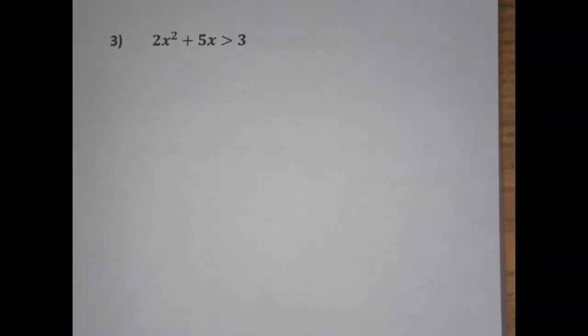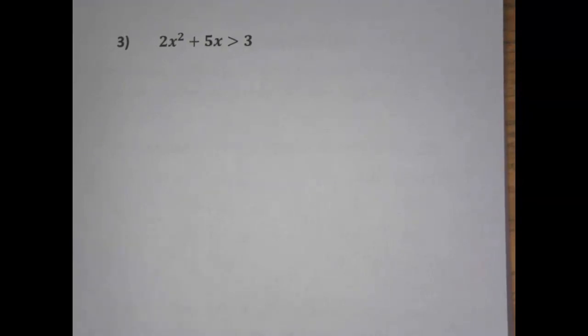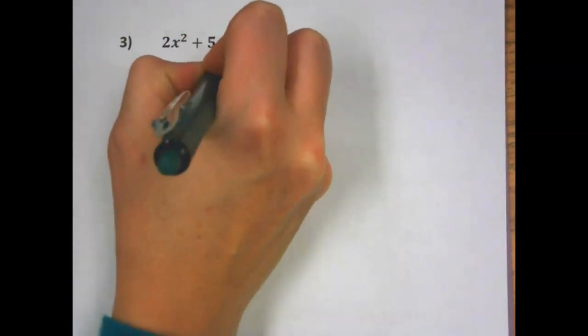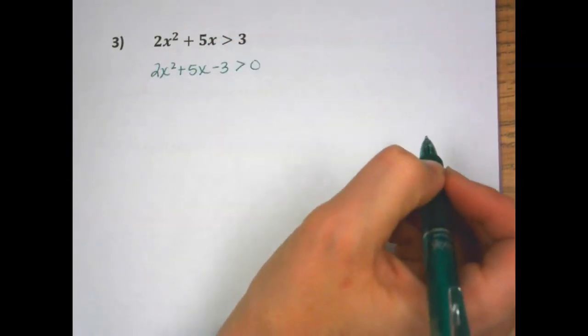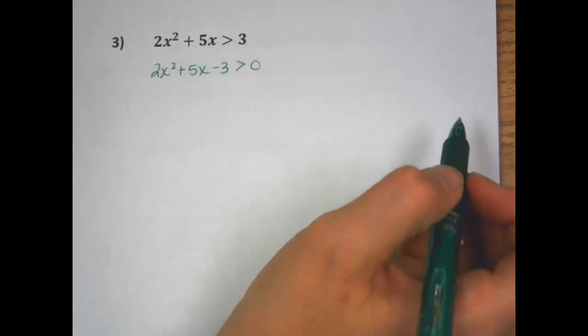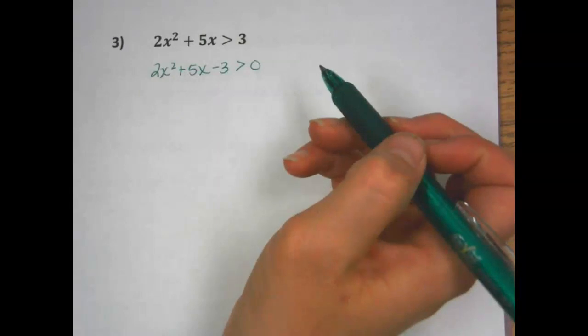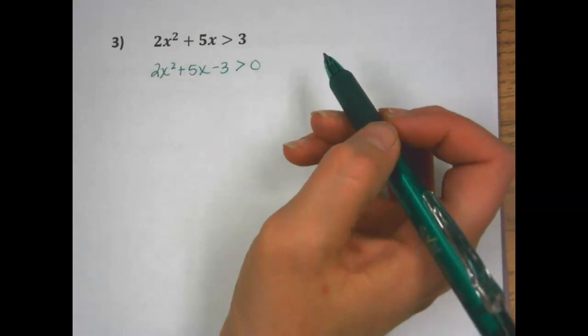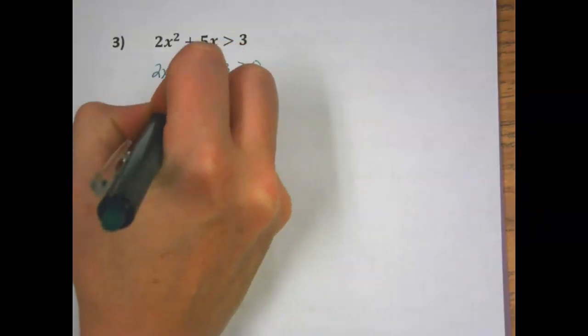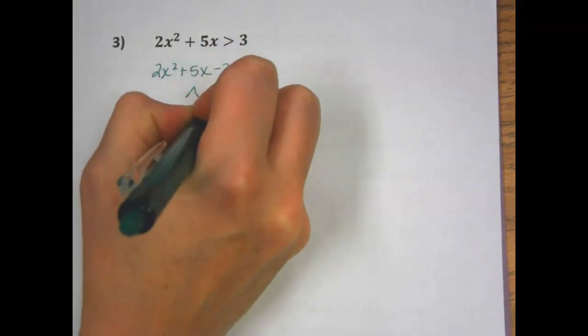All right, let's take a look at number 3. 2x squared plus 5x is greater than 3. Now we still want to start by factoring, but before we can factor, we have to move everything to one side. So 2x squared plus 5x minus 3. I had to subtract that 3 over. And then to factor this, we'd have to split the middle because our leading coefficient isn't 1. So 2 times negative 3 is negative 6. We need something that multiplies to get negative 6, but adds to get 5. Well, that would be positive 6 and negative 1.